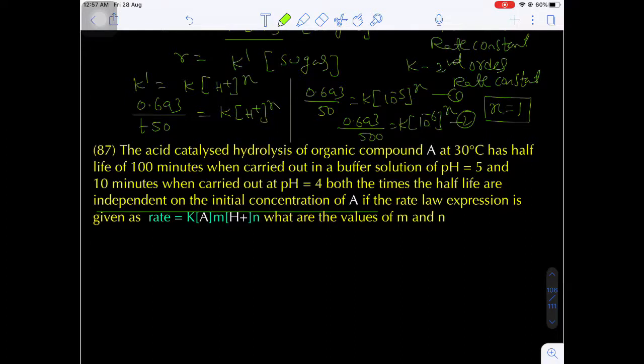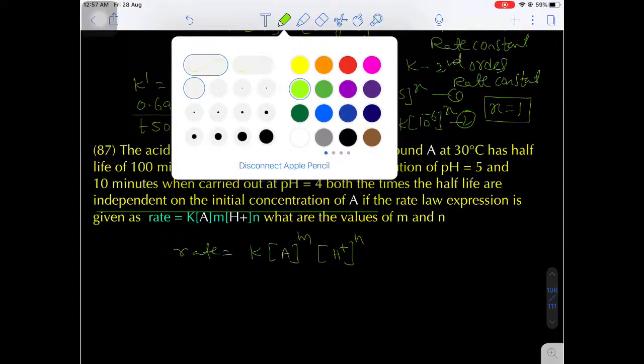The rate law expression was given. What is the rate law expression given here? Rate law expression is equal to K into the concentration of A to the power small m and H plus concentration to the power small n. What are the values of m comma n? So we have to derive the rate law expression. Are you getting my point?